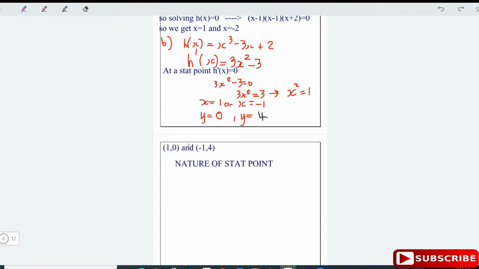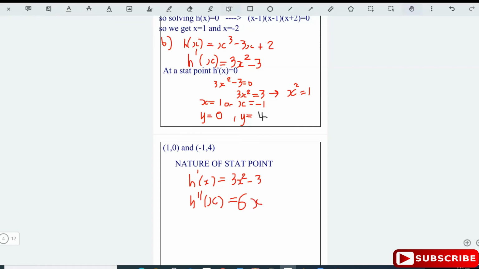And so remember that the first derivative we have right here is h prime of x, that is 3x squared minus 3. That is h prime of x. So we need the second derivative, which is h double prime of x, and h double prime of x is equal to, bring down the power, 6 times x. That is h double prime.